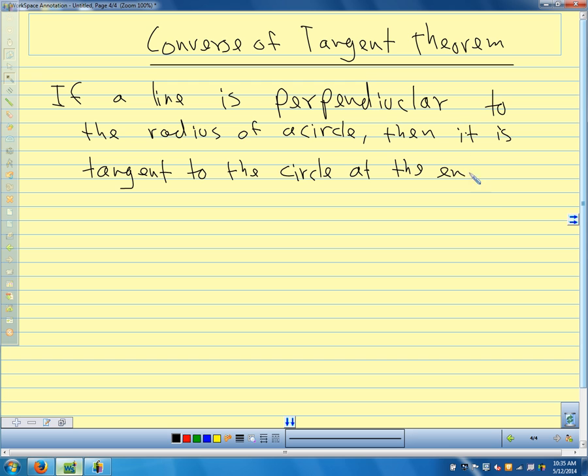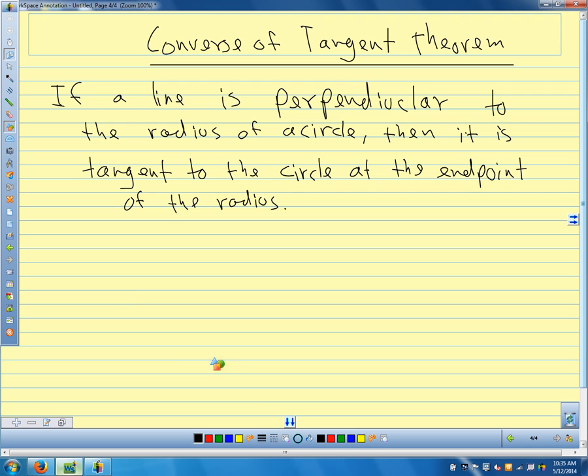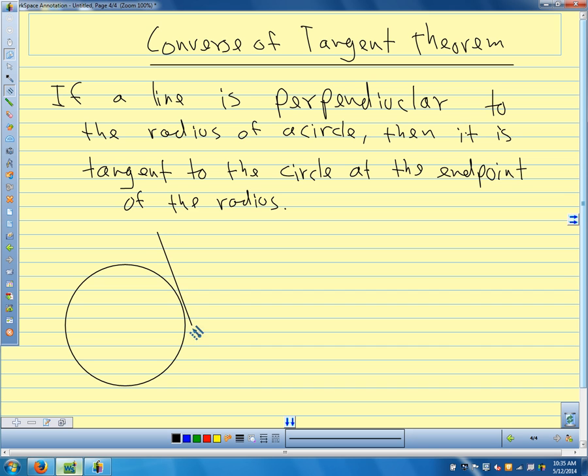At the endpoint of the radius, our picture looks exactly the same. We're starting out not knowing that the segment or the line is tangent to the circle. All we know to start out is that it makes a 90-degree angle. So our picture looks like this, and we know that angle is a 90-degree angle.